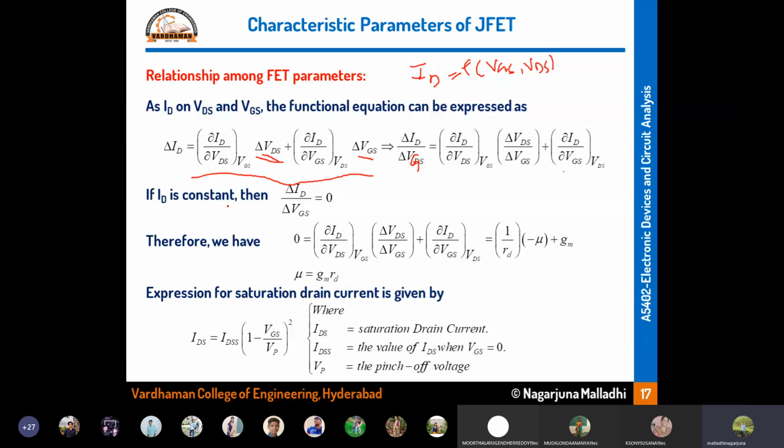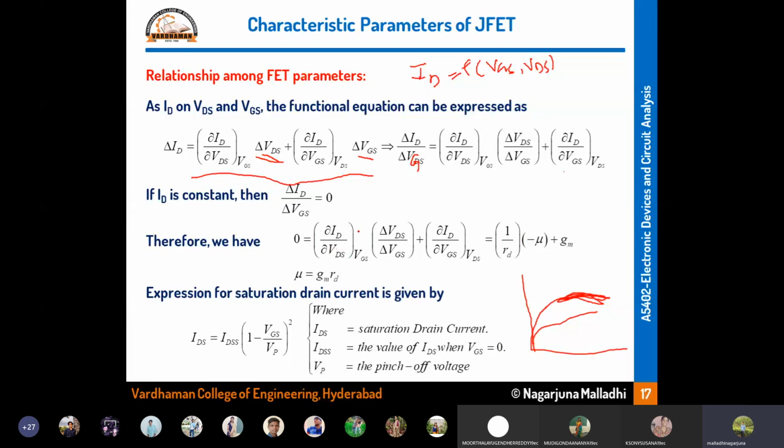But if ID is constant, because if you take the drain characteristic at the pinch-off region, the current will be constant like this. It maintains the constant in the pinch-off region, so there is no change. So the current is constant, the delta ID becomes 0. So delta ID by delta VGS is equal to 0 here.